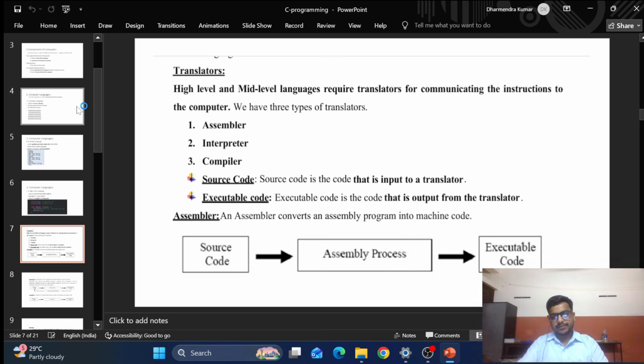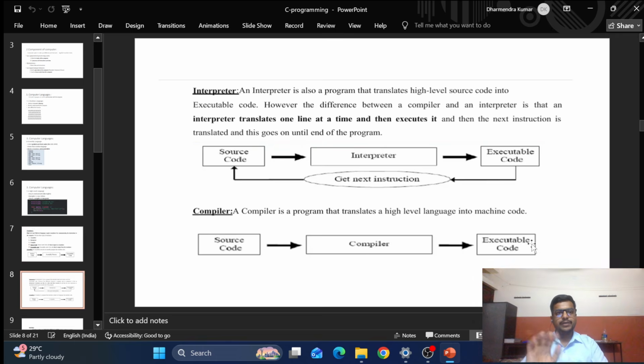What is the assembler here? The assembler is used to translate an assembly program into machine code. You can see here also source code, assembly process, and executable code. Okay. Now the interpreter. An interpreter is also a translator which translates high level language to machine level language.